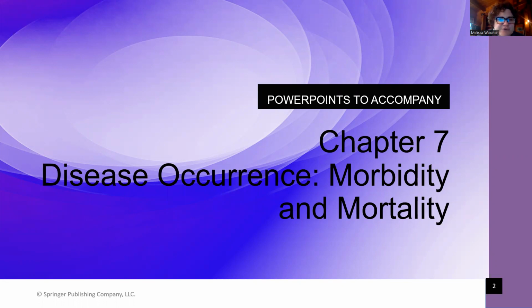In this chapter, chapter 7, we're going to talk about disease occurrence and morbidity and mortality.